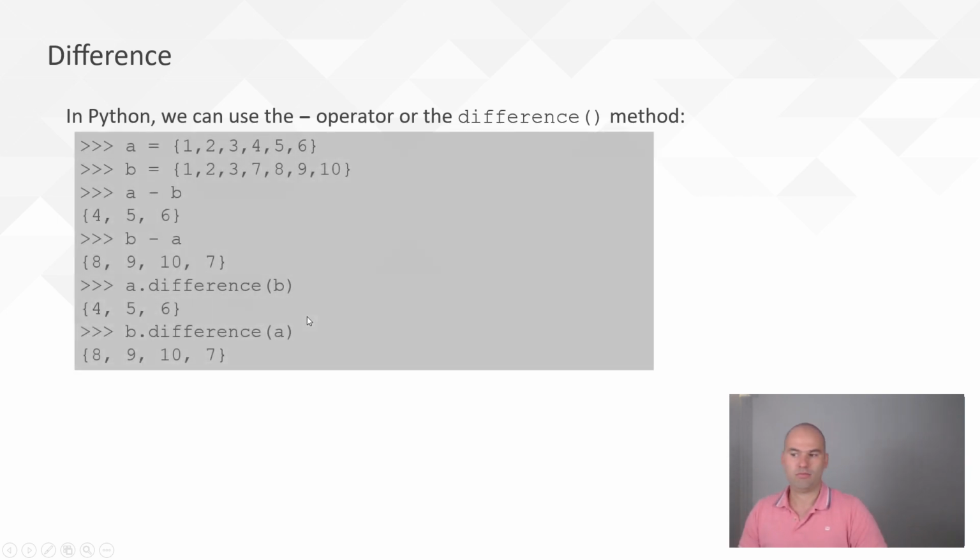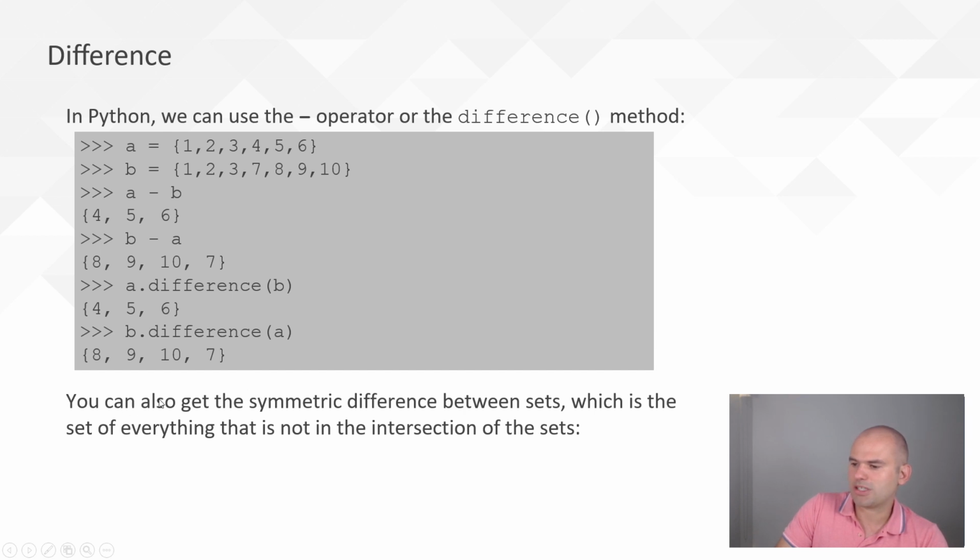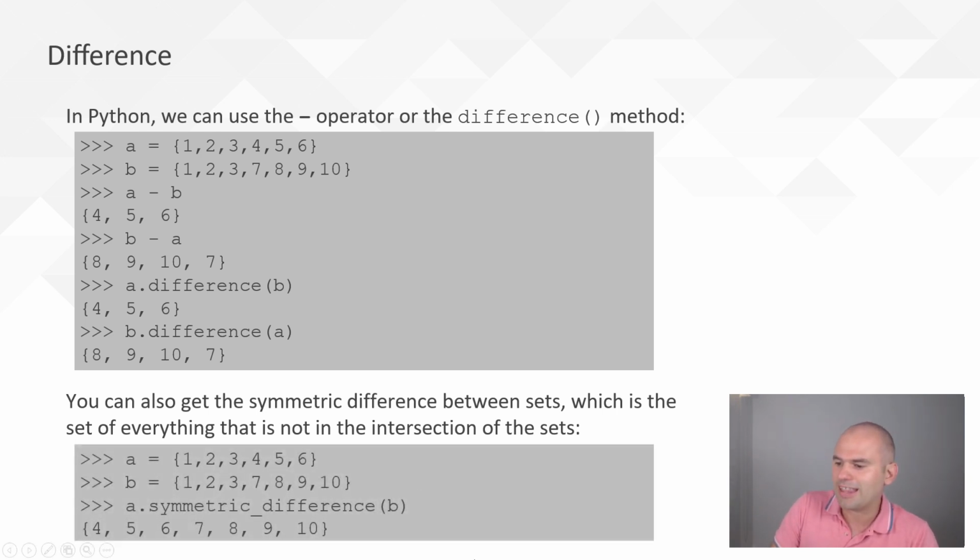So in code, guess what? Very, very similar. You could have used the operator, A minus B, B minus A, or A difference B, B difference A. There is also a possibility to get the symmetric difference between sets, which is the set of everything that is not in the intersection. So that is like A minus B plus B minus A, which are the unique items that are not in the intersection of both, and that itself has a function, A dot symmetric difference. So remember, the intersection of these was 1, 2, 3, right? And so 4, 5, 6, 7, 8, 9, 10 would be the symmetric difference between them.